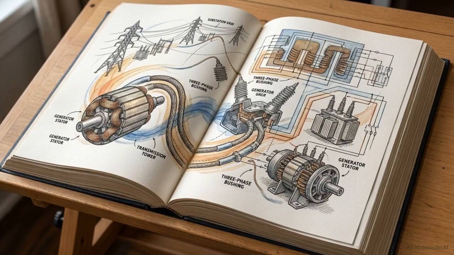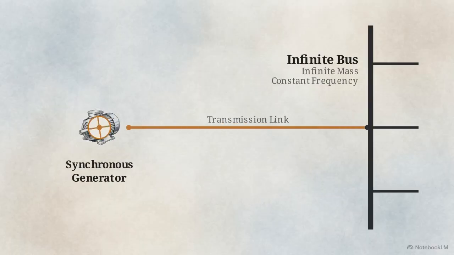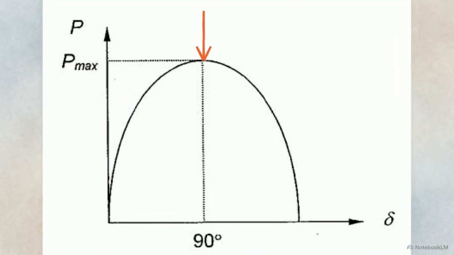In power engineering, stability analysis begins with an idealized baseline, a single synchronous generator connected to a grid of infinite mass and constant frequency. This curve defines the steady-state power-angle relationship. As the internal rotor angle increases, electrical power output rises until it reaches its maximum limit at exactly 90 degrees.